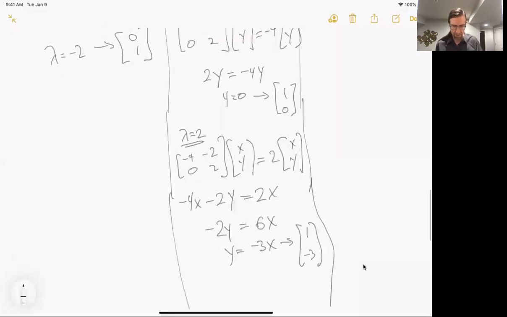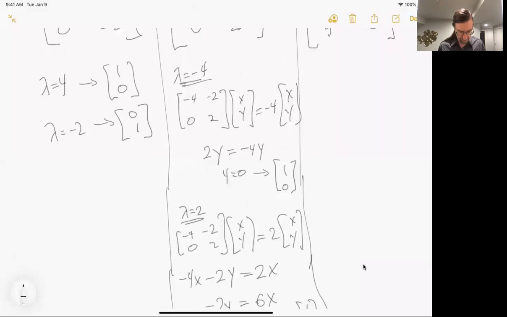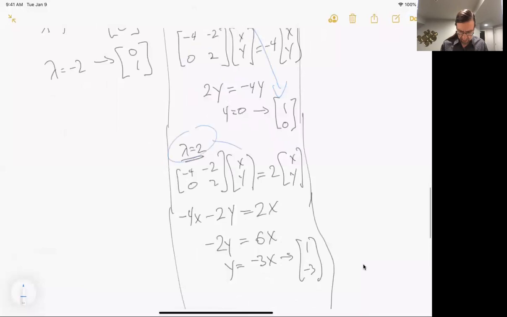Okay, so for an eigenvalue of minus 4, we have an eigenvector of (1, 0). And for 2, we get an eigenvector of (1, 3).